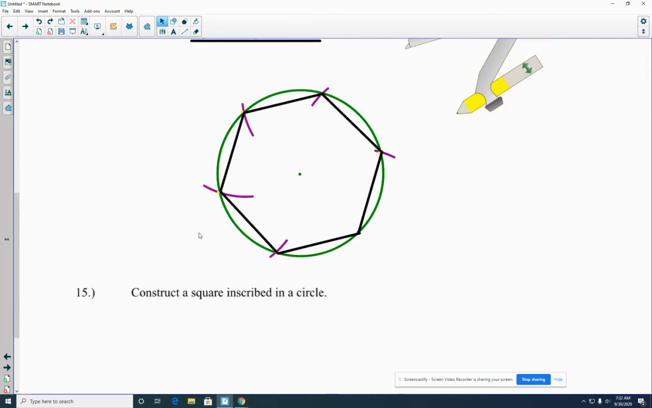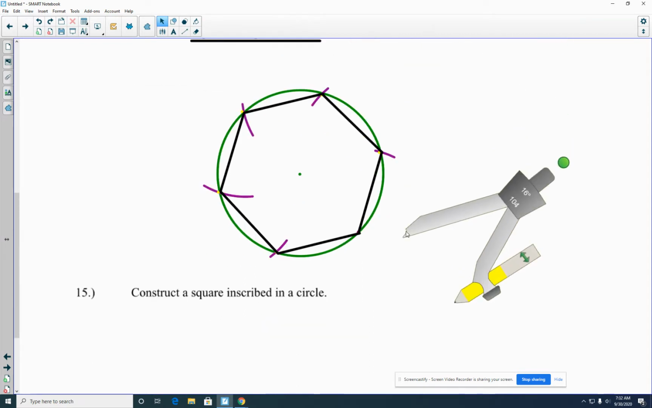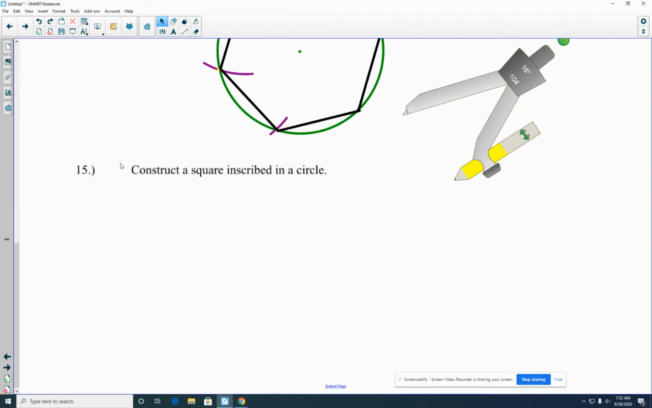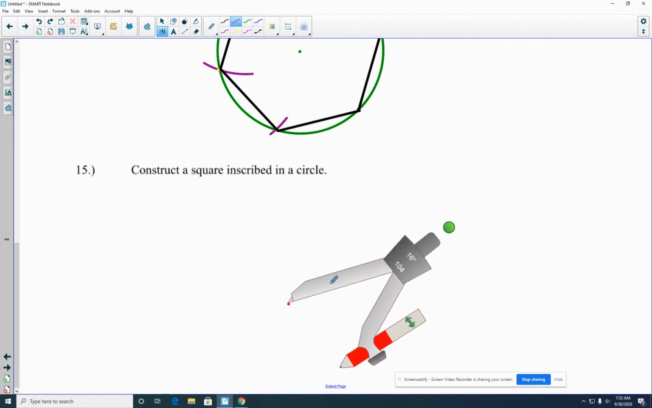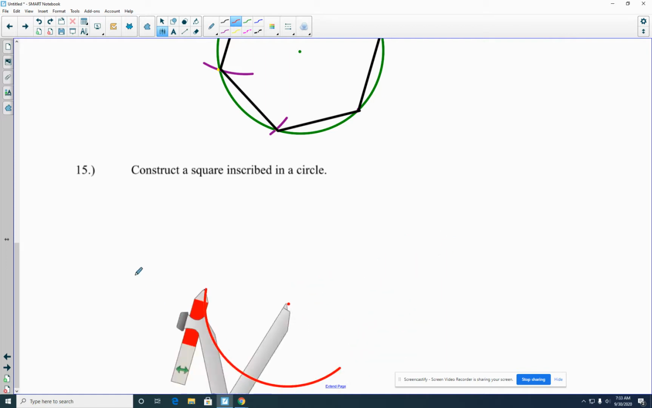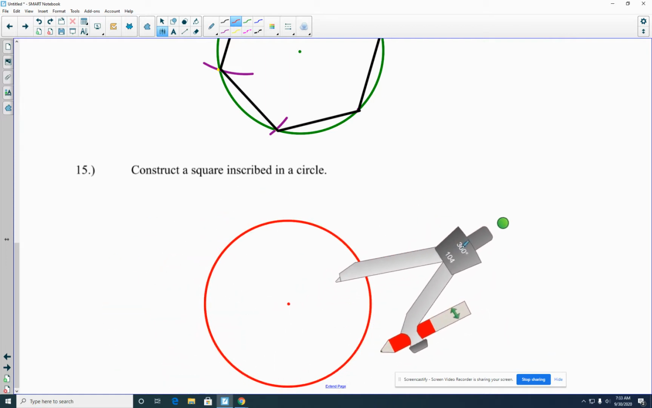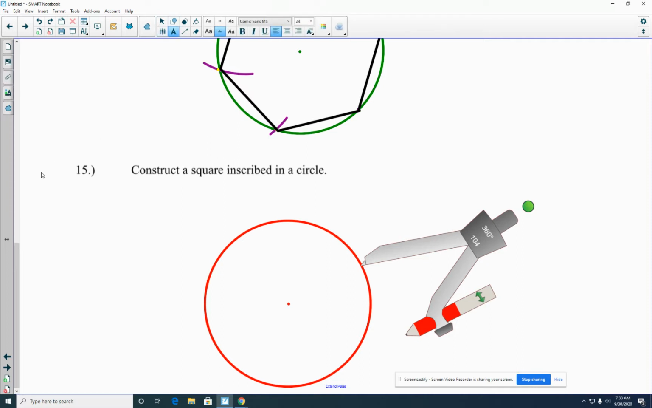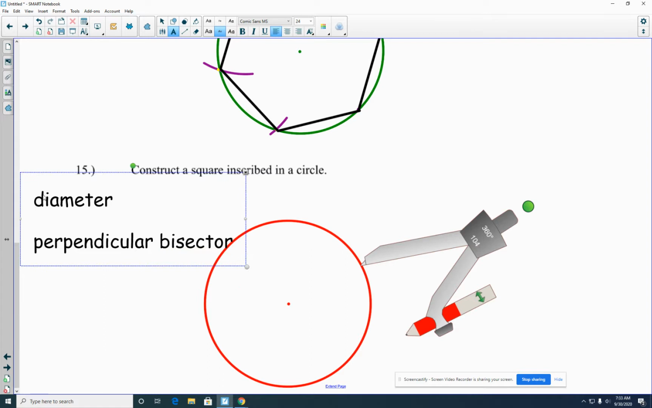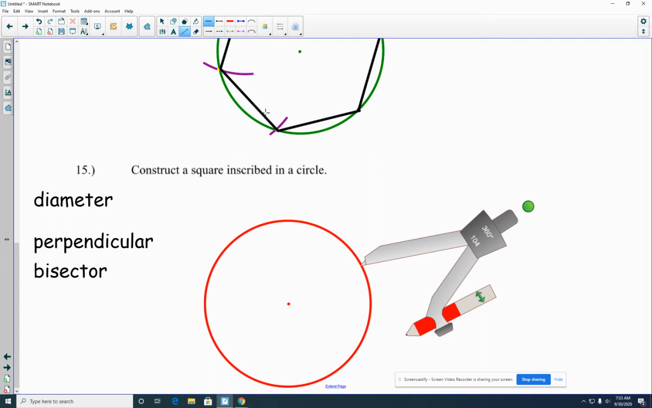Okay, so now finally we have to do a square inscribed inside of the circle. So for the square inscribed inside of a circle, we're going to start the same way. We need a circle, sorry. So I take my compass, put a center point, I swing myself a circle. Okay, so now we're going to draw the diameter, and then we're going to do the perpendicular bisector construction of that diameter. So let's get started. Let's draw on the diameter.